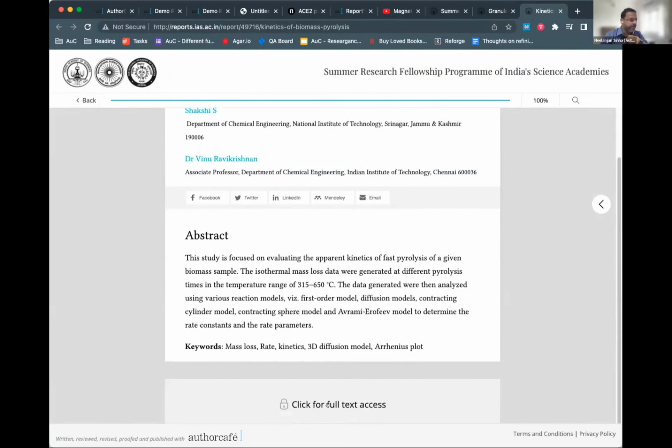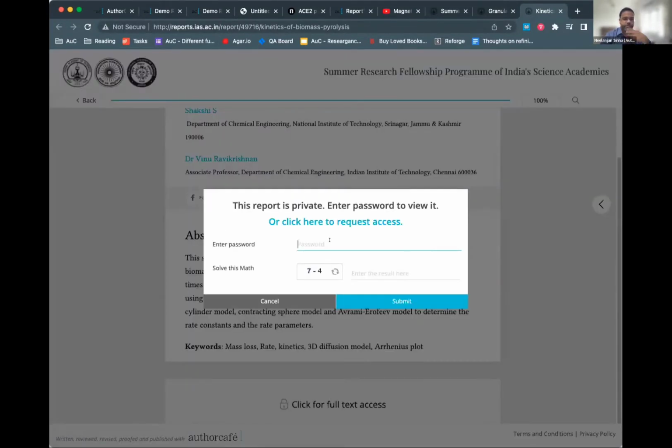And as a reader, if I want full access to it, either I should know the password, which means the owners of it, or people who have access to it, may know the password and can access it, or I can click here to request access, in which case it will go to the people who hold that control, which could be an institution, which could be an author, depending on how your institution wants it, right? So all of this control can be defined using AuthorCafe.